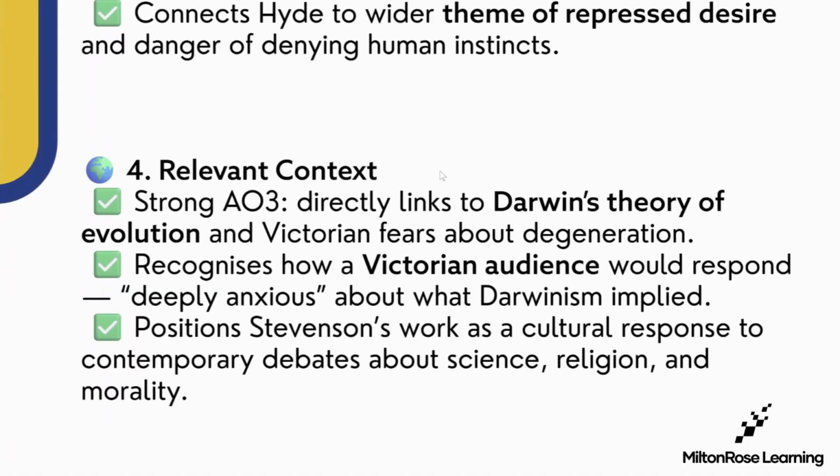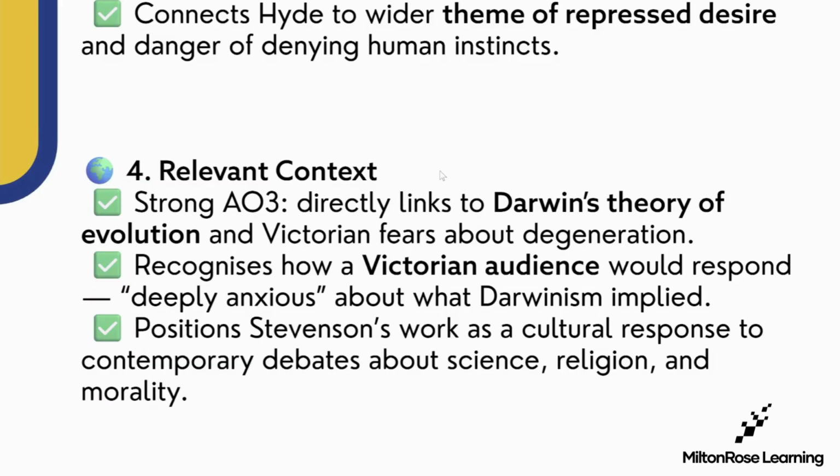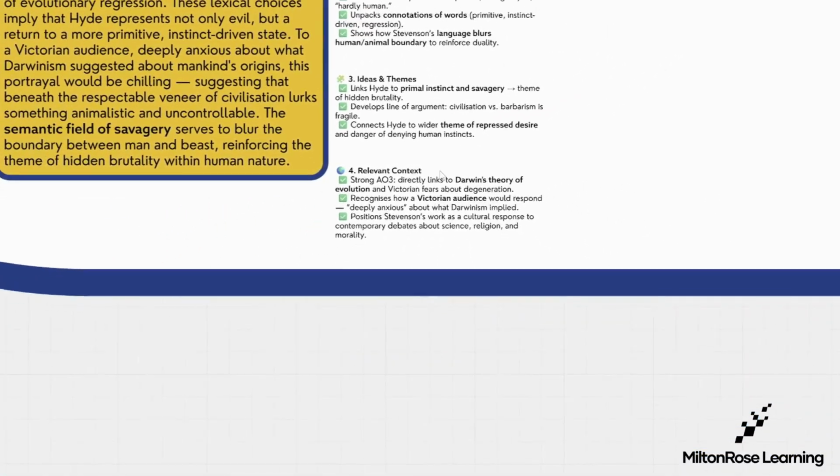Lastly, context. So it links to Darwin's theory of evolution and Victorian fears about degeneration. And it recognises how a Victorian audience would respond and be very deeply anxious, because at the time Charles Darwin was saying, yeah, we're not sure if religion has got it right and God created us all. He argued that, well, no, we descended from apes and we just evolved into humans. That was destabilising the religious narrative of human origin. So the Victorian audience was struggling to deal with that. And that's kind of pulled out in this model paragraph as well.